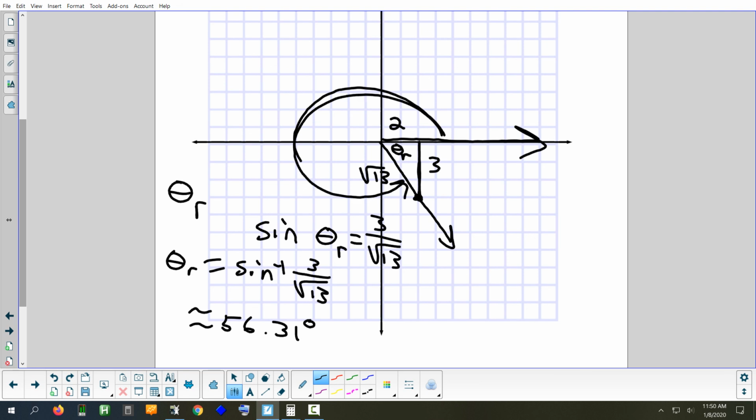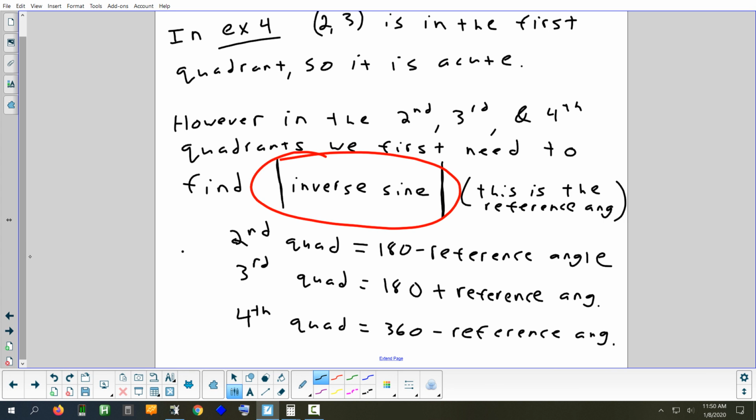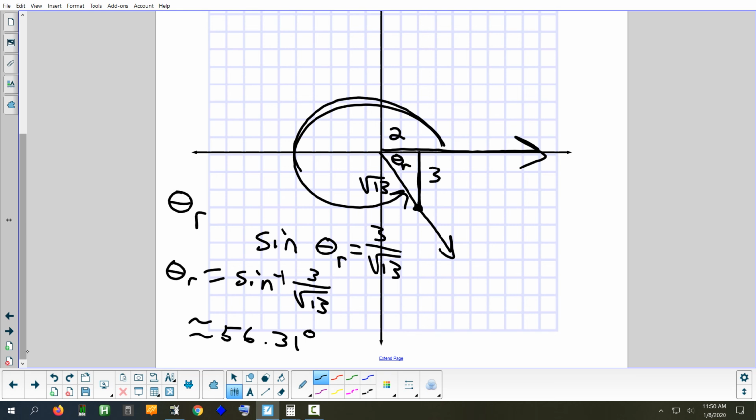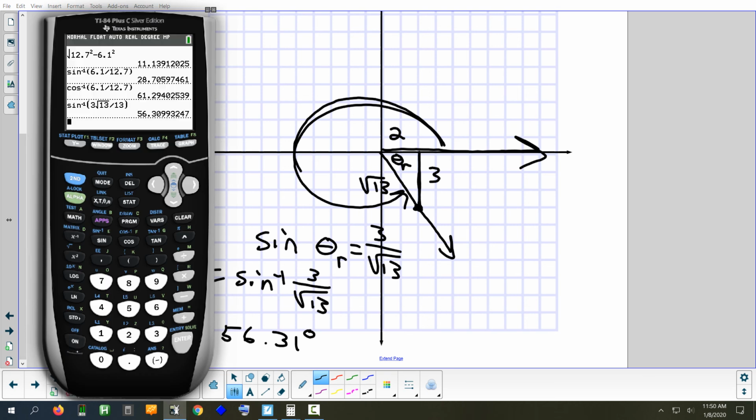So, what quadrant am I in this picture? Okay. I'm in quadrant 4. So I go back to my chart, or you could just look at the diagram if you're more visual. And the chart says to do 360 minus your reference angle. Okay. So take 360 minus 56.31, and that gives me an angle of 303.69.